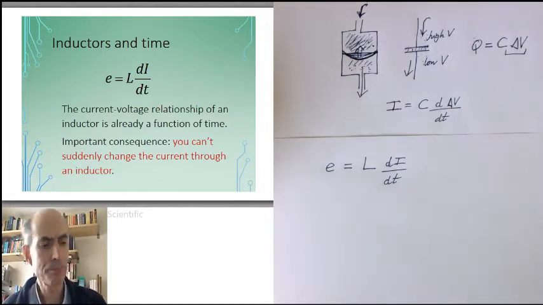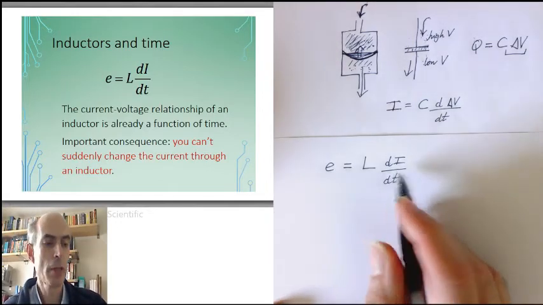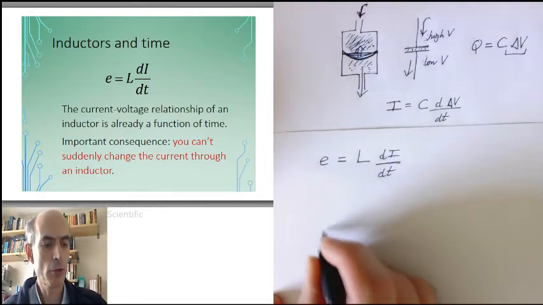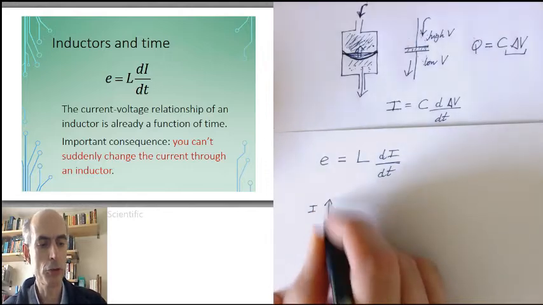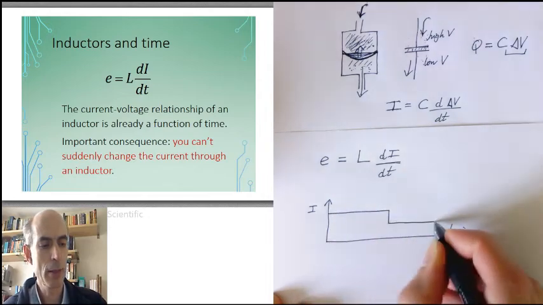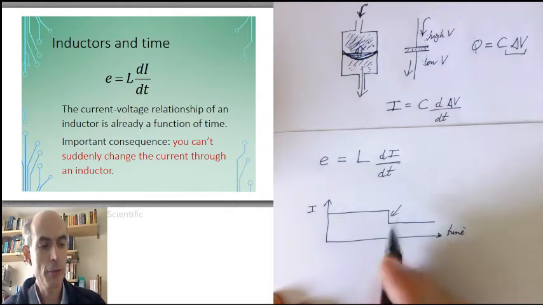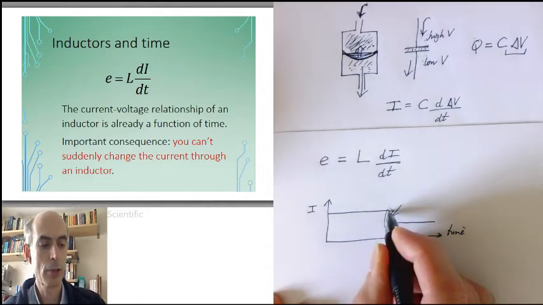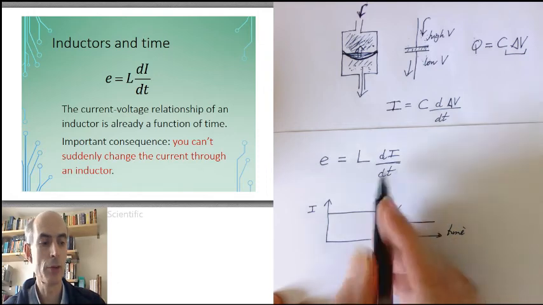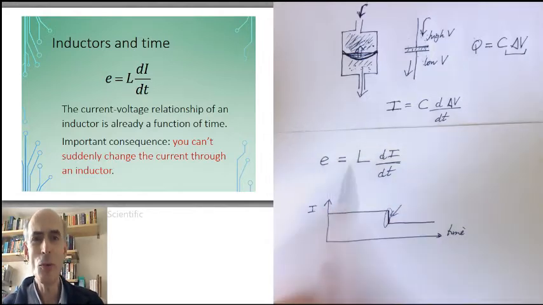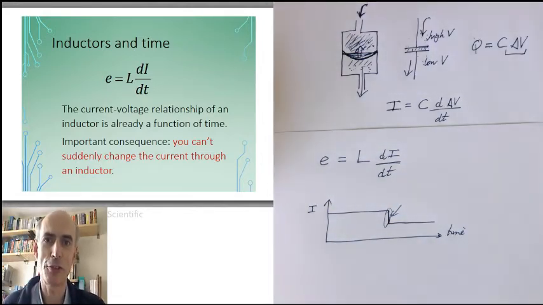Now, this means that for an inductor, we cannot have a current that suddenly changes. If you imagine that we had a current and plotted the current against time, if the current did something like this, had a sudden change, that would imply that the rate of the change of current was infinite. The line is going vertically downwards. That's an infinite rate of change. That implies an infinite voltage. And we don't get infinite voltages in circuits very often. We never get infinite voltages in circuits.